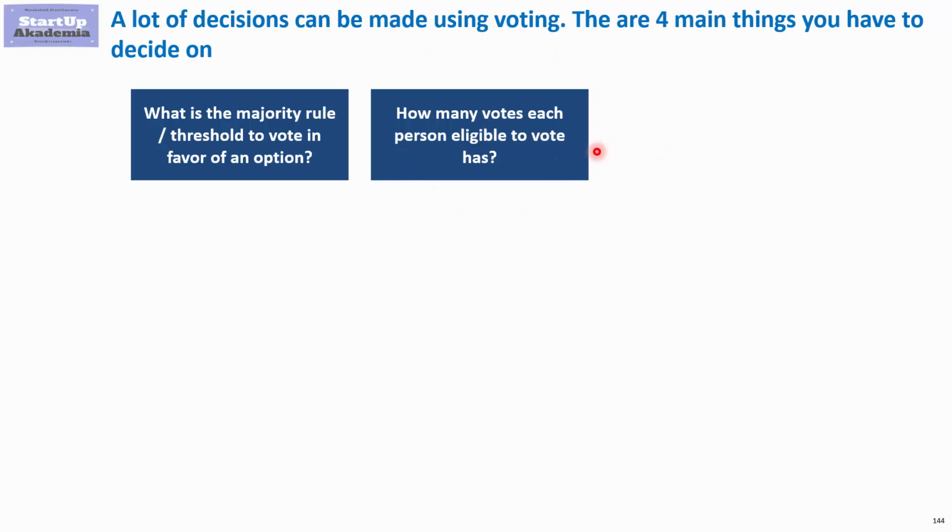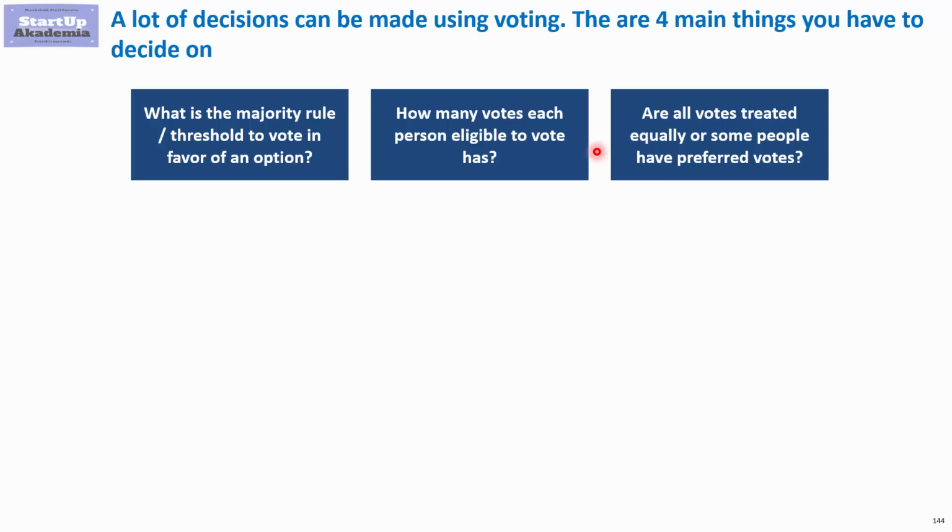The third thing that you should take into account is to decide whether all votes are treated equally. Or maybe some people have preferred votes, so they weigh more in terms of decision making for a certain area.